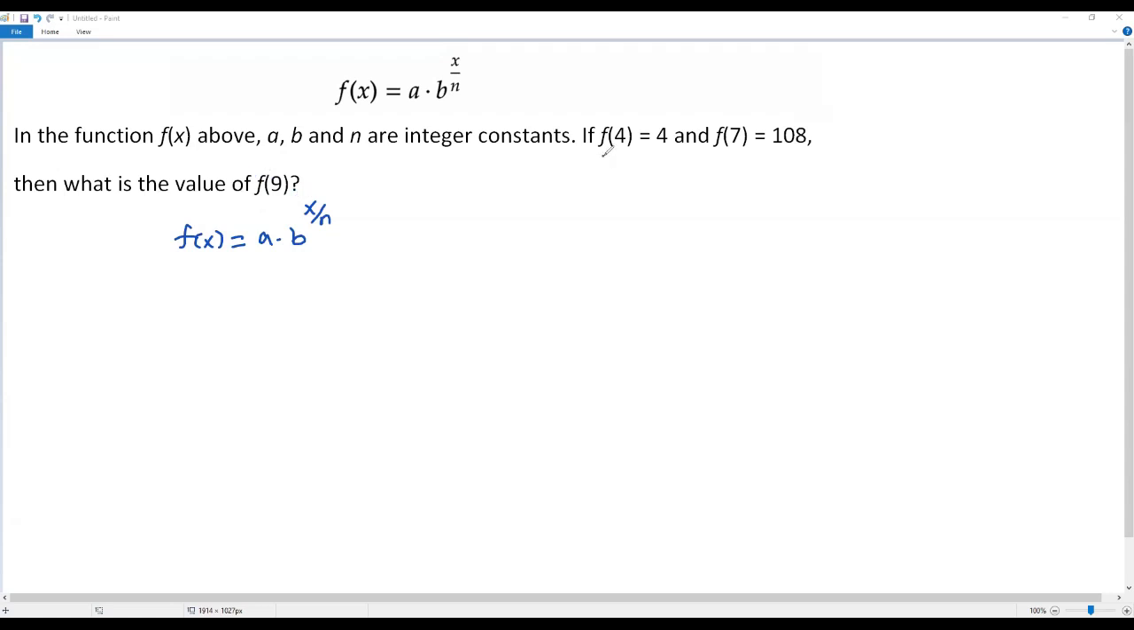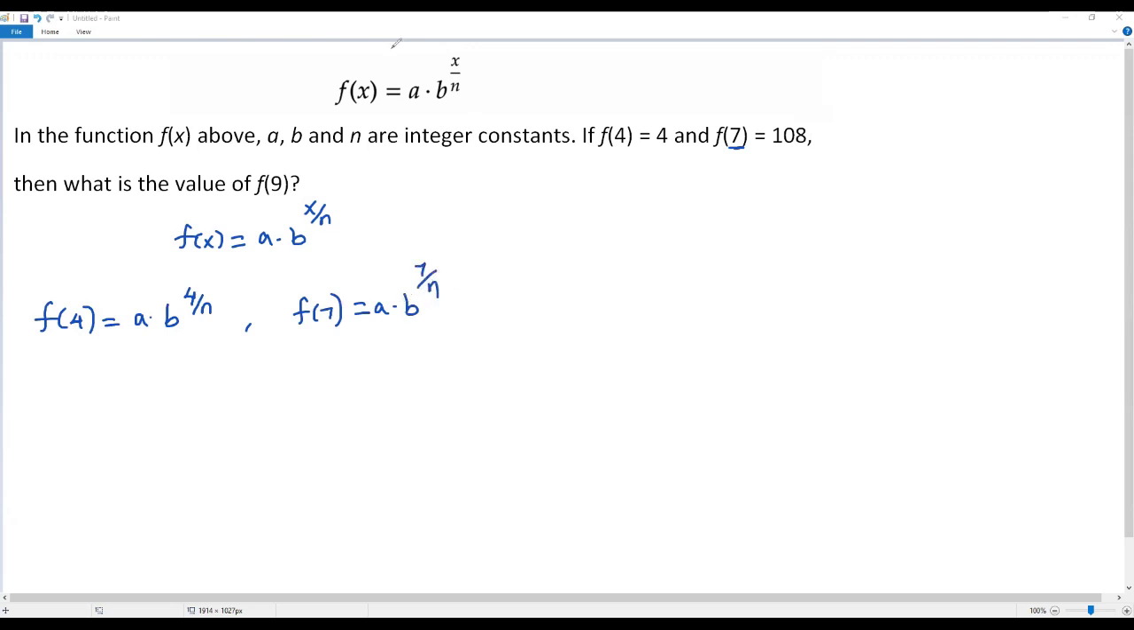Okay, for that we have to use the information we have over here, that is f of 4 is equal to 4. Since we have f of 4 is equal to 4, we have to plug in this 4 for x over here, and here let me do it. Then I'm getting f of 4 equals a times b to the power of 4 over n. Okay, now let me do the same thing for f of 7 equals 108. That is, we have to plug in this 7 for x over here and here. Then I'm getting f of 7 equals a times b to the power of 7 over n.